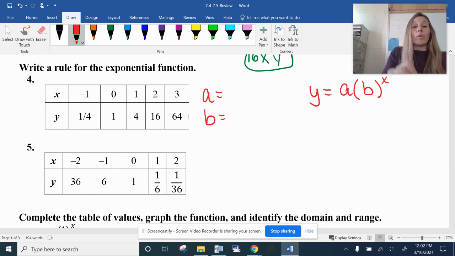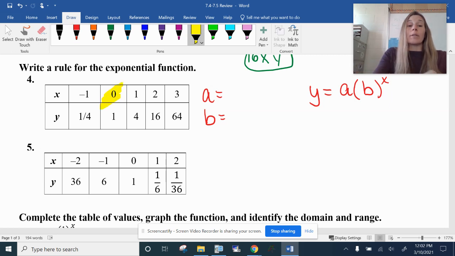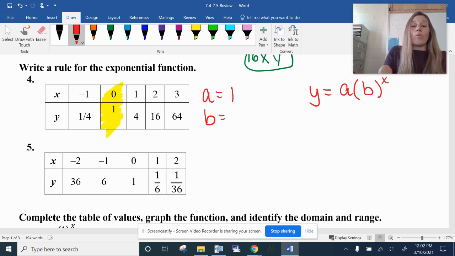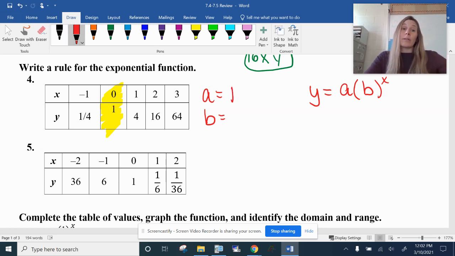So looking at number 4, the first thing you want to look for is that a value, which in most cases here, it's going to be the y-intercept on the graph as well. So right here, I have an a value of 1. Now, the main thing I want to make sure is that it is positive. Since it's positive, this is an exponential function.